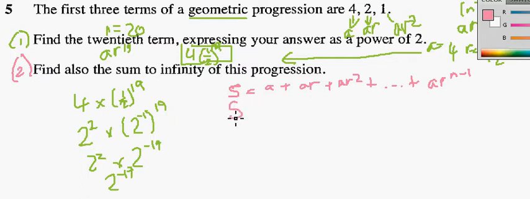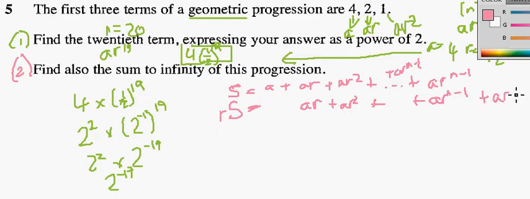If we then take that sum to n terms, so a plus ar squared and so on, that's adding up all the terms in the series, and we multiply them by r. Well, the first term, if we multiply it by r, becomes ar. The second term, if we multiply that by r, becomes ar squared, and so on. The second last term would be ar to the n minus 2. If we multiply that, we get ar to the n minus 1. And if we multiply the last term by r, we get ar to the n.